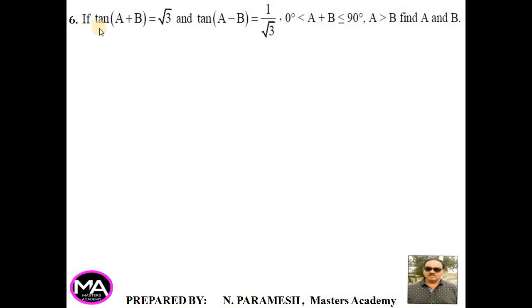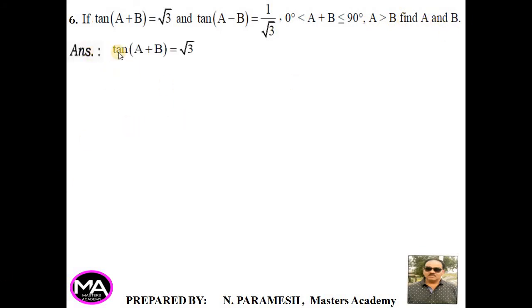Sixth question. If tan of A + B is equal to root 3 and tan of A - B is equal to 1 by root 3, where A + B is greater than 0 degree and less than or equal to 90 degree, and A is greater than B, find angle A and angle B.